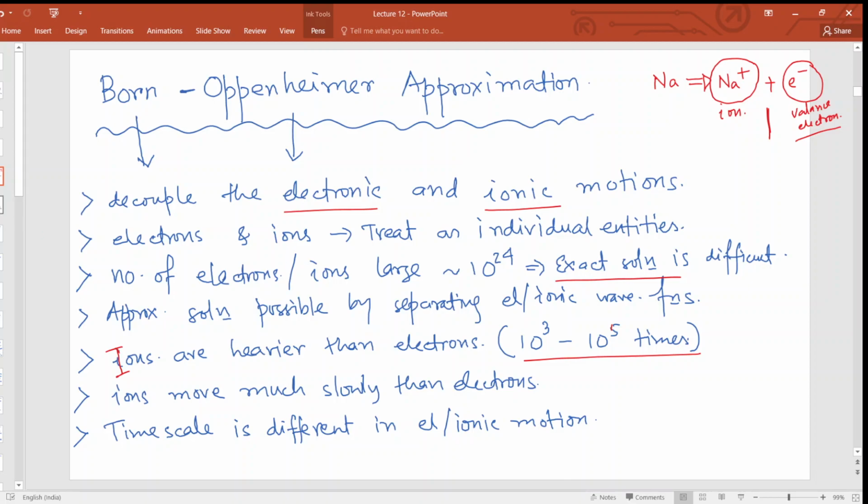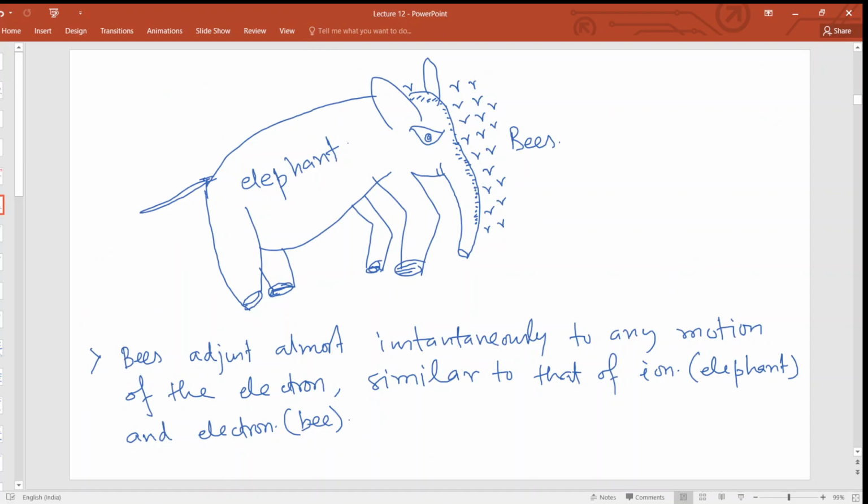Now I am going to a famous example which I explained to you at the beginning of this course. In order to understand the difference of this time scale, let's take this particular example of an elephant and bees.